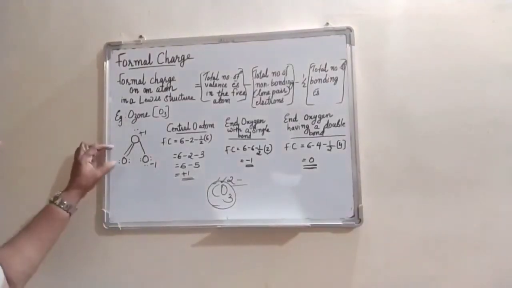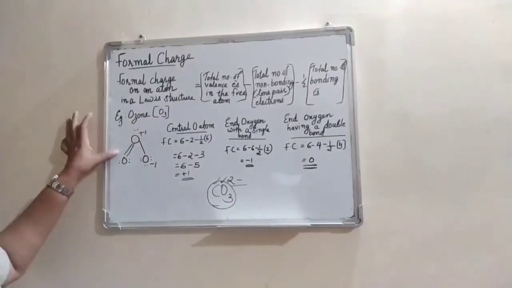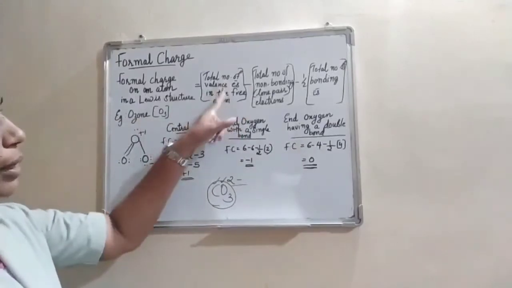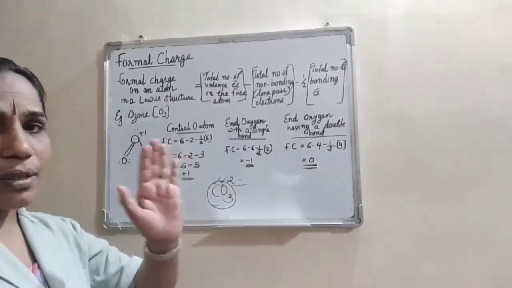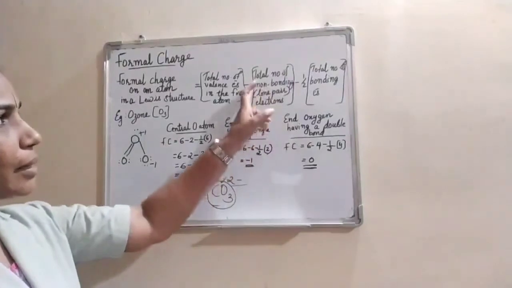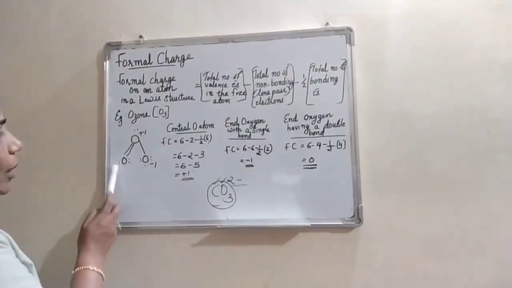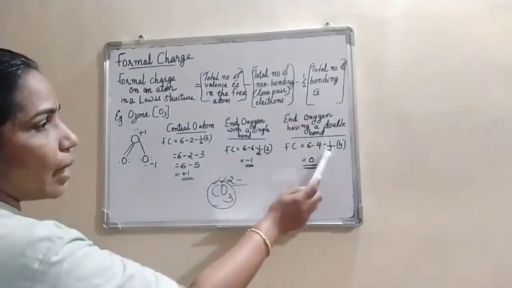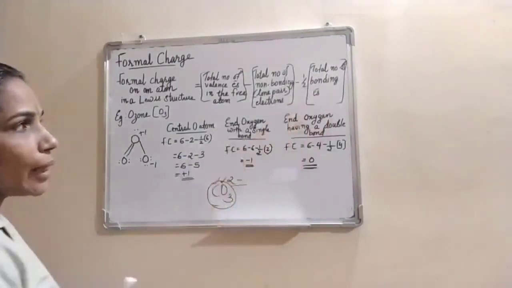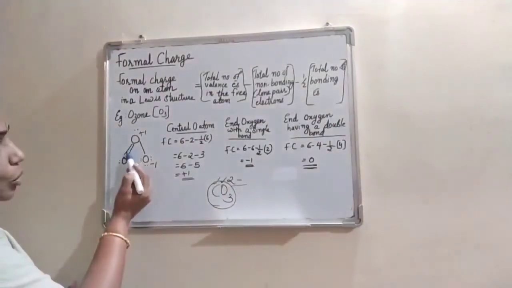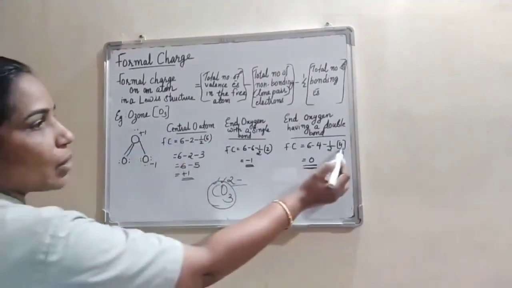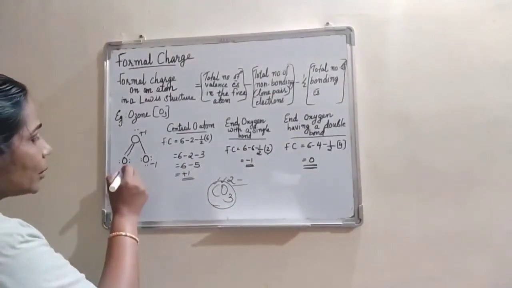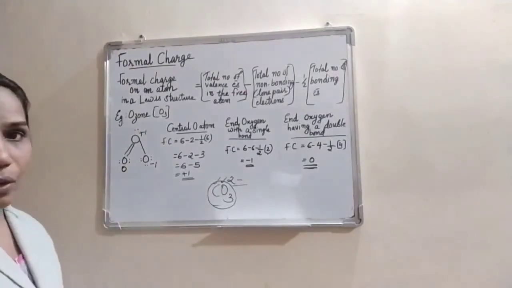Then the end oxygen atom with double bond. Formal charge is equal to total number of valence electrons present in free oxygen atom, 6 electrons, minus total number of lone pair of electrons, 4 electrons, minus half into total number of bonding electrons, 4, which is equal to 0. Then the formal charge on this oxygen atom is 0.